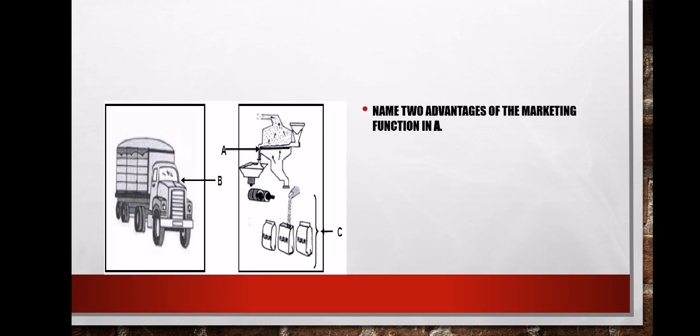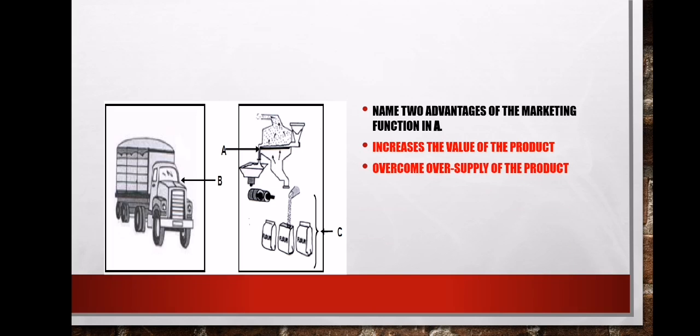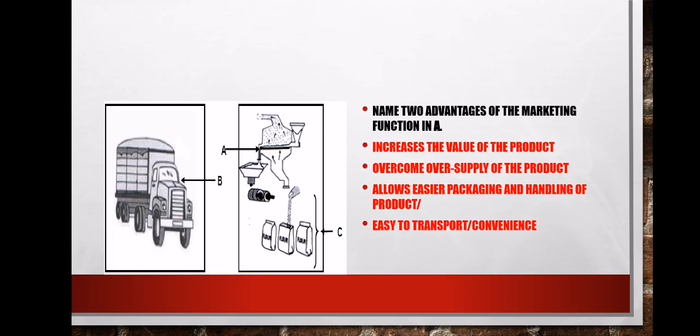Name the advantages of marketing function A. Again, we must know the function of A, or what is there in A. What we said it's processing. So if we're saying it's processing, then now they want what? They want the advantages. Increases the value of the product. Yes. Overcome oversupply of the product. Yes. Allows for easier packaging and handling of the product. Indeed. Easy transport. Indeed. Provide job opportunities, and also reduce spoilage or increase the shelf life. The easy transport goes with easy handling. So that's what is required from all of us, good people.